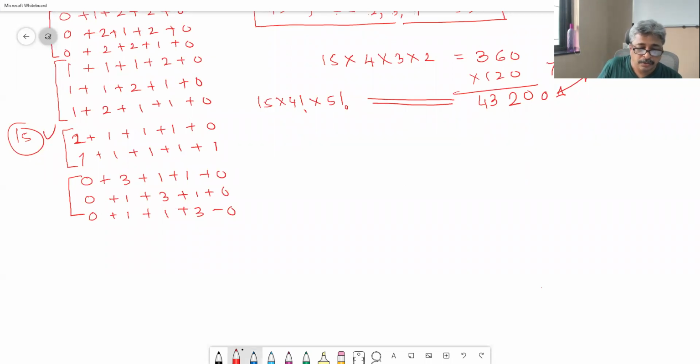Question number 12. Find the number of solutions.